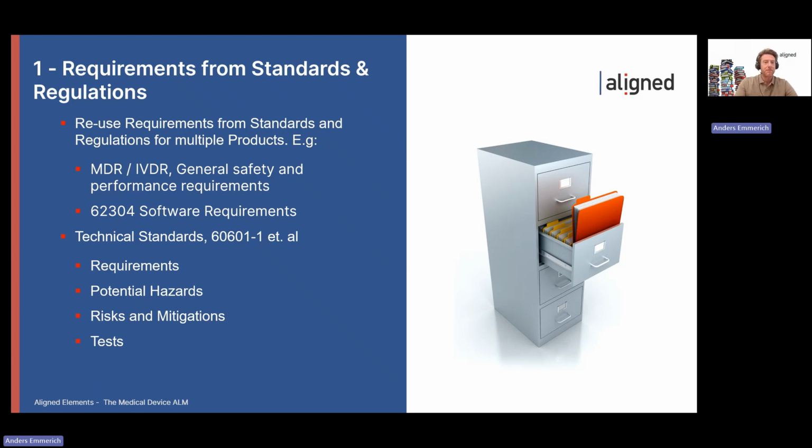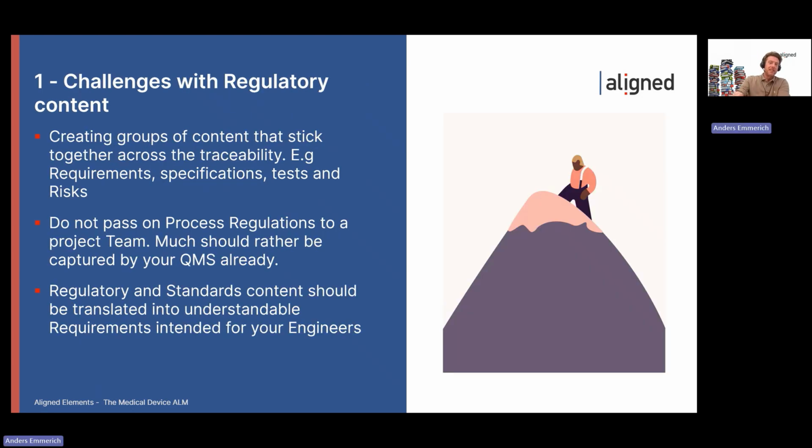Now, a challenge with this kind of content is that, if we take the example from 60601-1, you may need to pull out portions with requirements, specification, tests, and risks that should stick together. So it's not just the complete list of requirements, the complete list of specifications. It will depend on your device, what kind of technology you have, who the end user is, and things like that. It's not always easy to find these reusable groups of data.